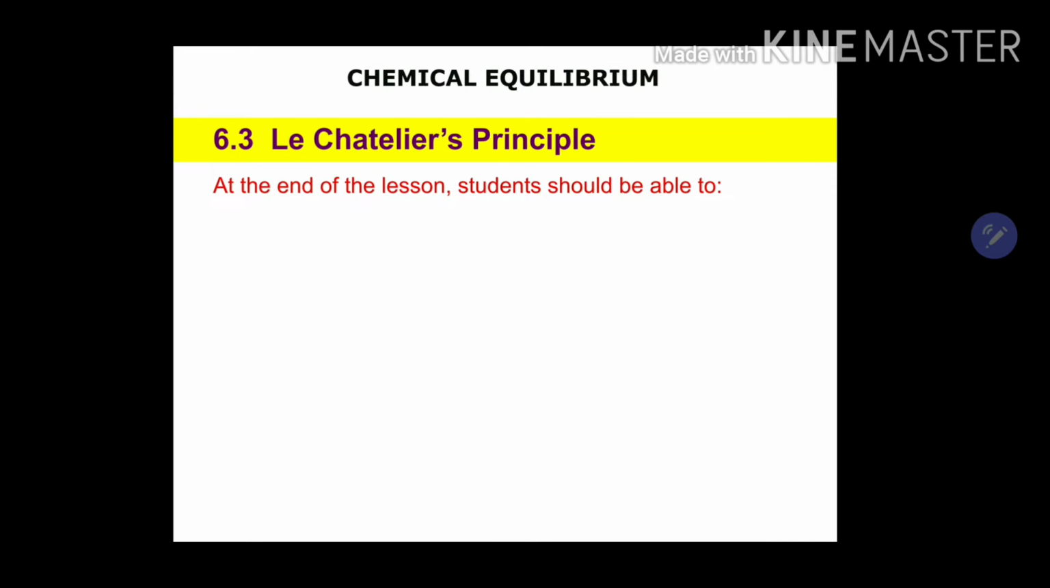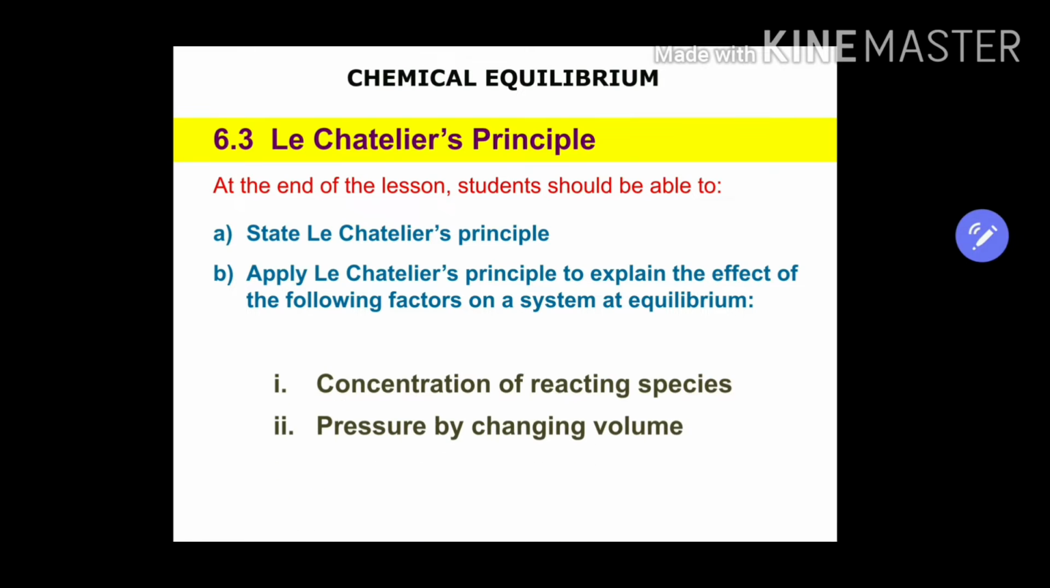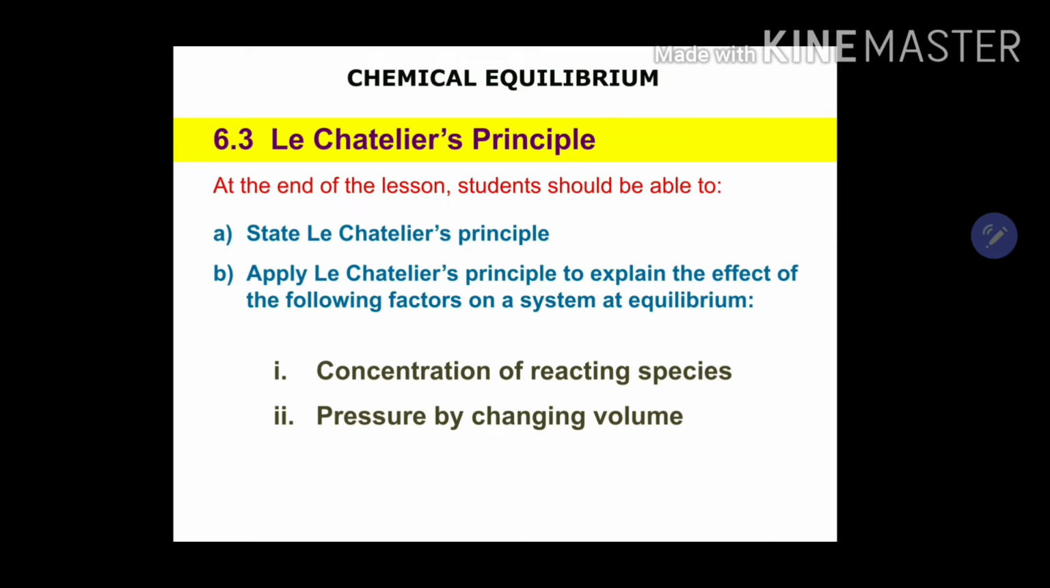Chemical equilibrium 6.3 Le Chatelier's Principle. At the end of this lesson, you should be able to state Le Chatelier's Principle, and to apply Le Chatelier's Principle to explain the effect of the following factors on a system at equilibrium. The first factor is the concentration of reacting species, and the second factor is pressure by changing volume.